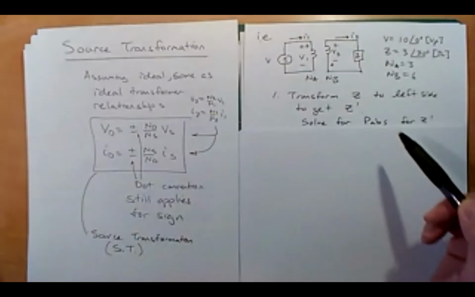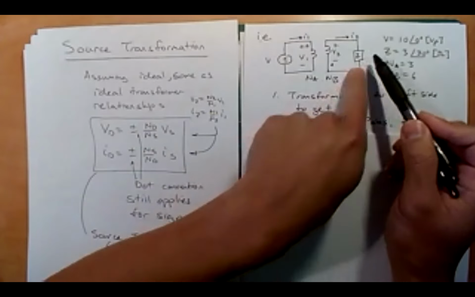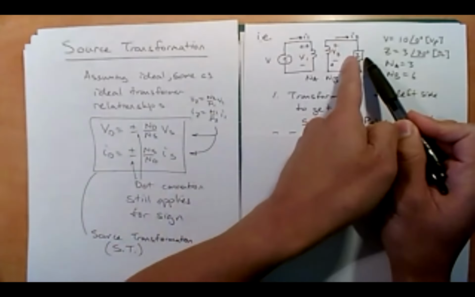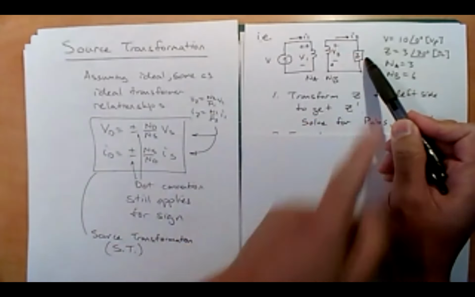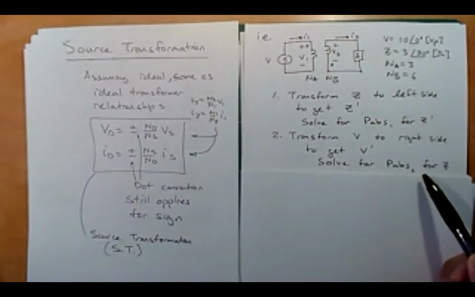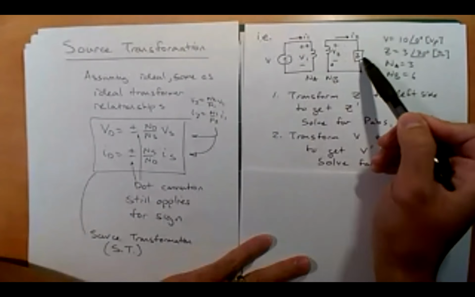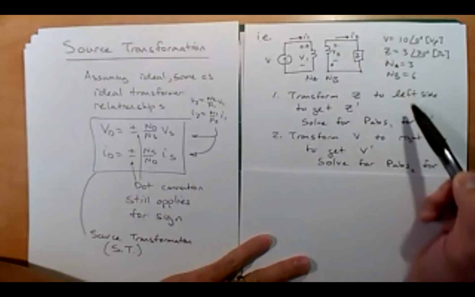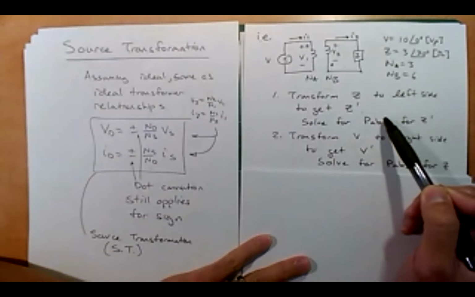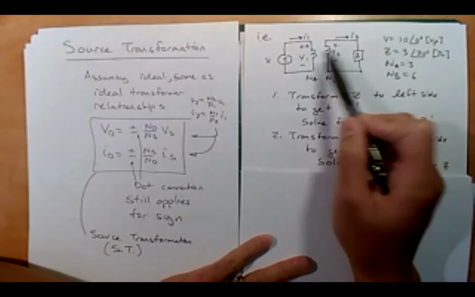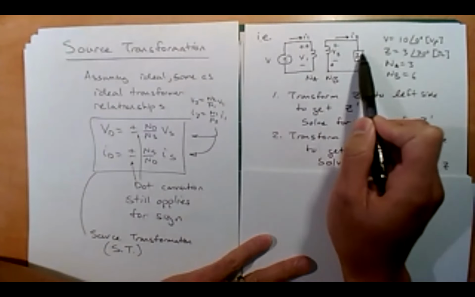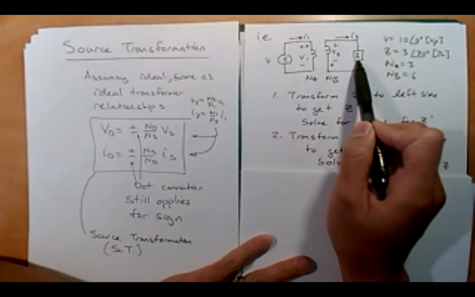And then we're going to do the same thing: we're going to keep Z and transform V over to the right side, and we're going to get a V prime. And we're also going to calculate the power. What I want to do is see equivalence. I want to see that when I take the Z, bring it over to the left, and calculate the power of Z prime, the power I get is the same as if I were to bring this V over, get a V prime, and calculate the power for just Z by itself.